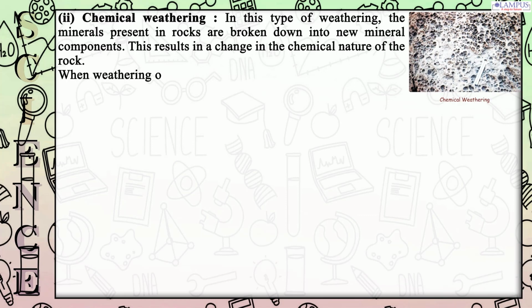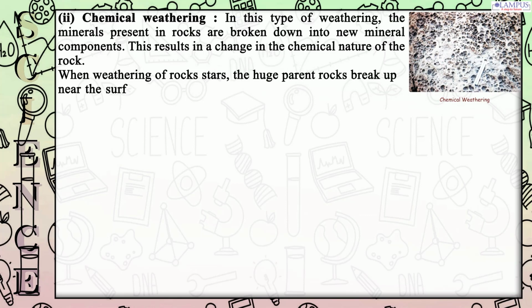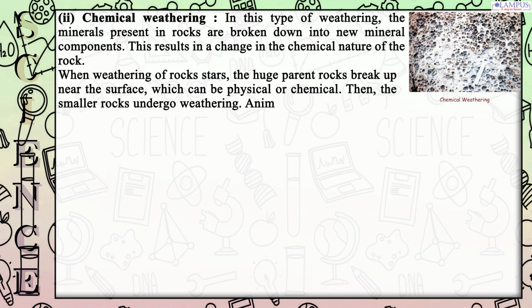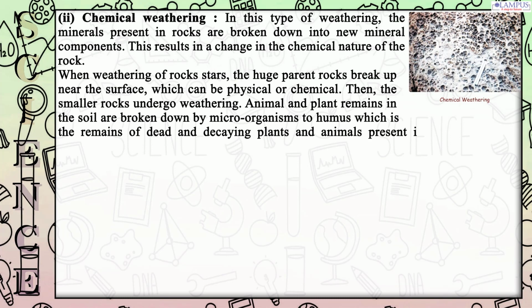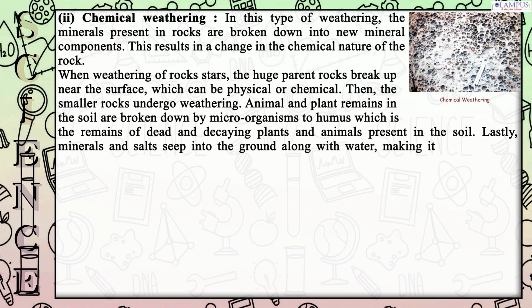When weathering of rocks starts, the huge parent rocks break up near the surface, which can be physical or chemical. Then, the smaller rocks undergo weathering. Animal and plant remains in the soil are broken down by microorganisms to humus, which is the remains of dead and decaying plants and animals present in the soil. Lastly, minerals and salts seep into the ground along with water, making it favorable for better growth of plants.